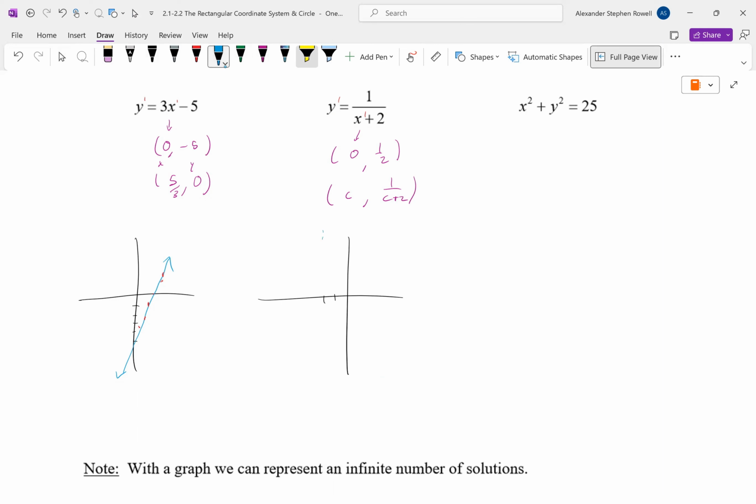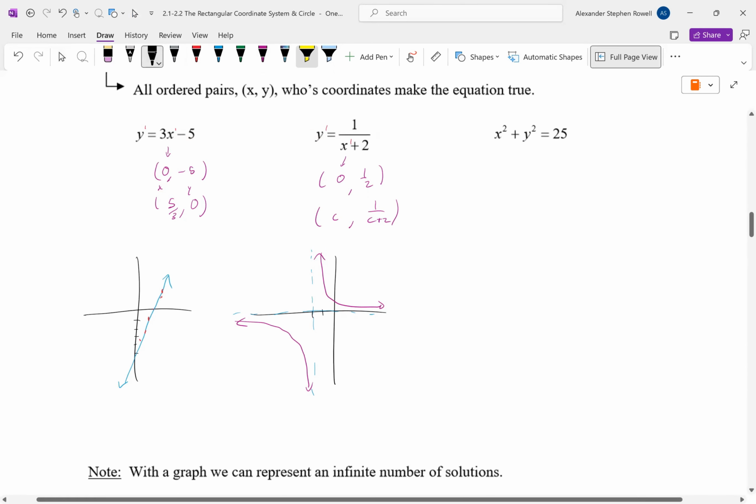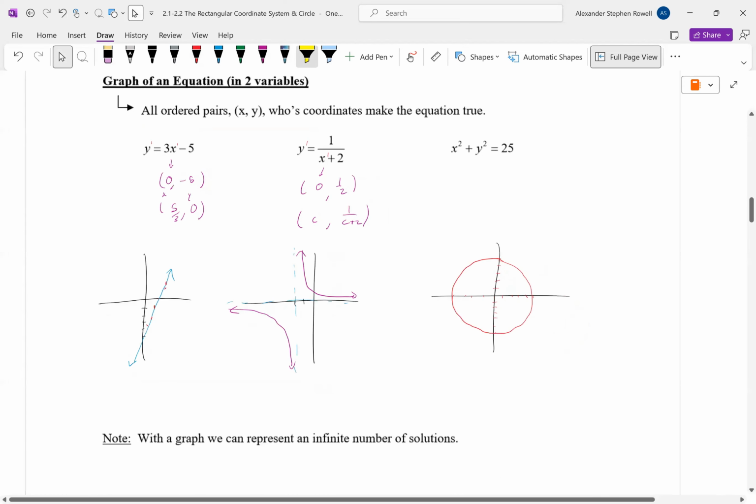Not today. This is a special graph with a vertical and horizontal asymptote. And we get this nice curve over here and this nice curve over here. Anyone know how to graph x squared plus y squared equals 25? If the y was not squared, it would be a parabola. But if they're both squared, we're going to go over how to graph this today. They're both squared. It's a circle with radius 5. That's as good as I can do for a circle.